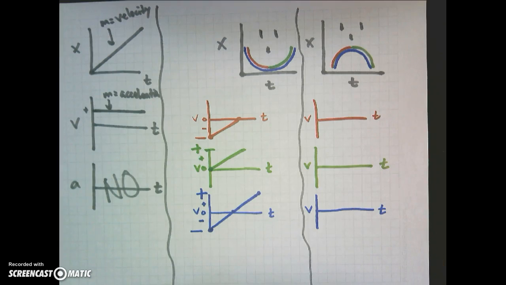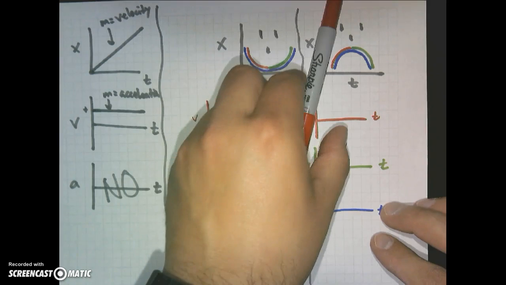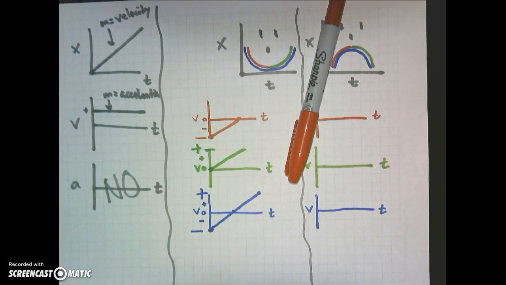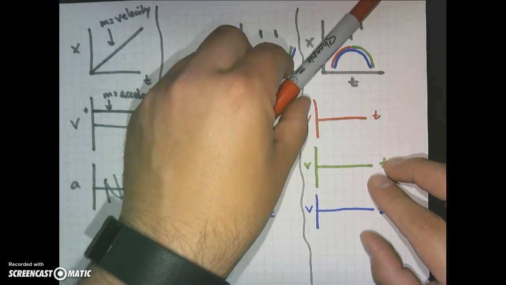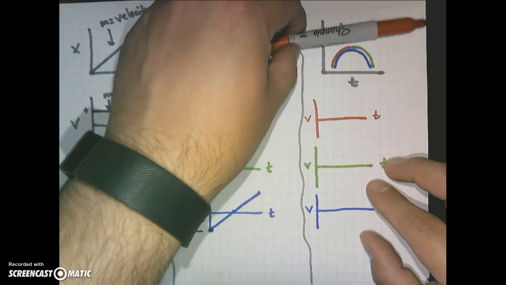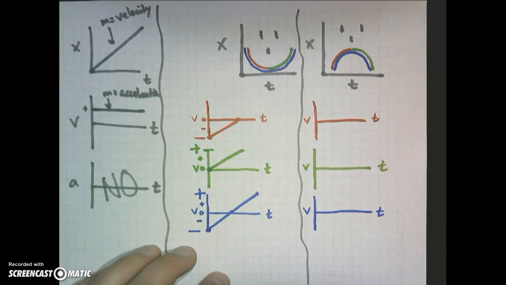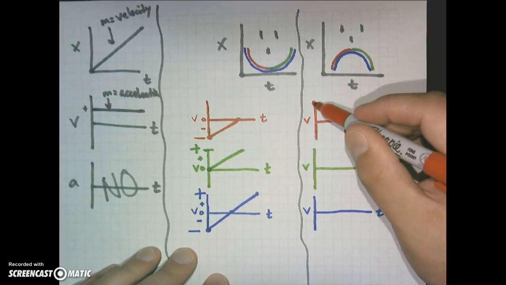Let's check out this one. Where does the slope of the red line start? What type of value? Positive. Big positive? Little positive? It's a big positive, right? What happens halfway through that motion? Less positive. What happens at the very end of the red line? It's zero. So we start positive and move to zero.